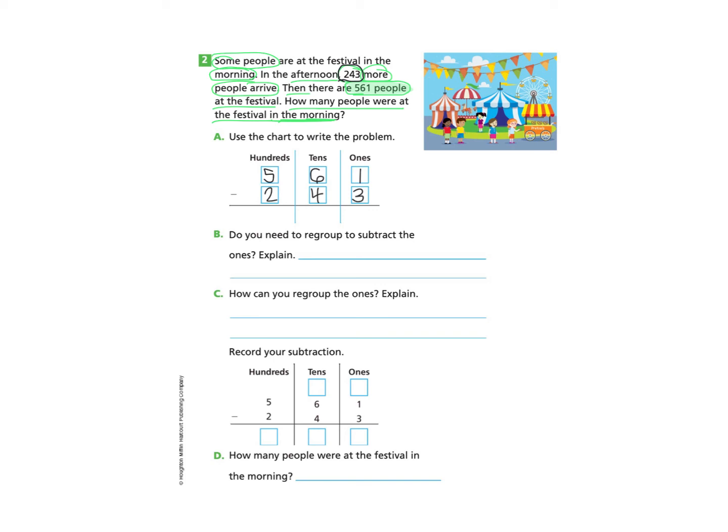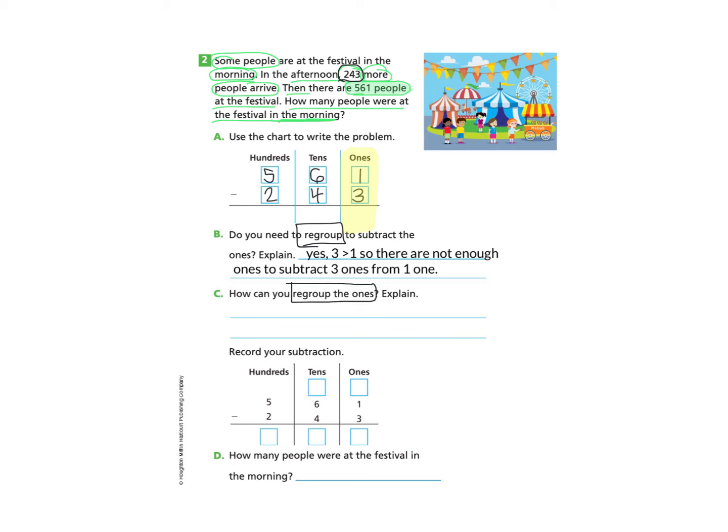Do you need to regroup to subtract the ones? Explain. Well, let's take a look at the ones column. We see that we are going to need to take 3 away from 1, and we know that we cannot do that. So yes, we will need to regroup to subtract the ones column, and we can explain. We can say yes, 3 is greater than 1, so there are not enough ones to subtract 3 ones from 1 one.